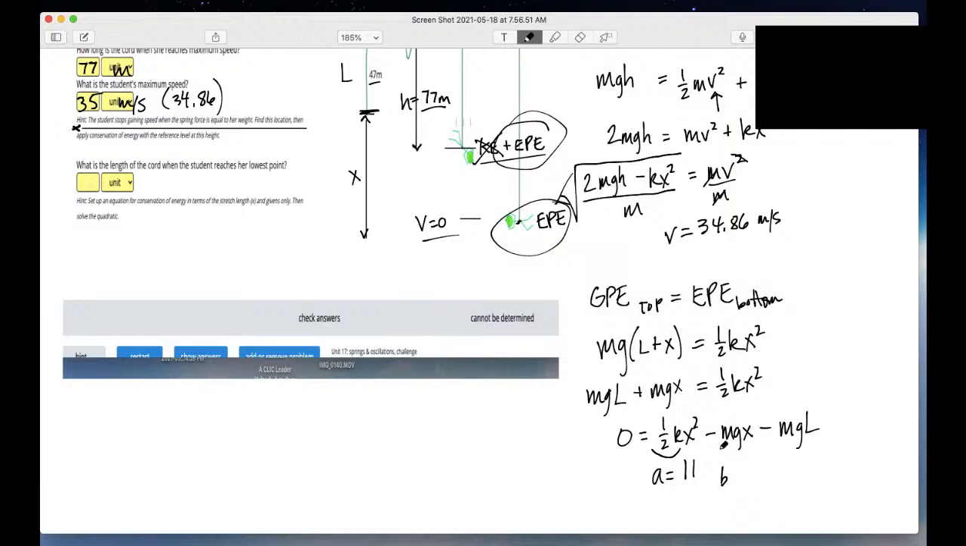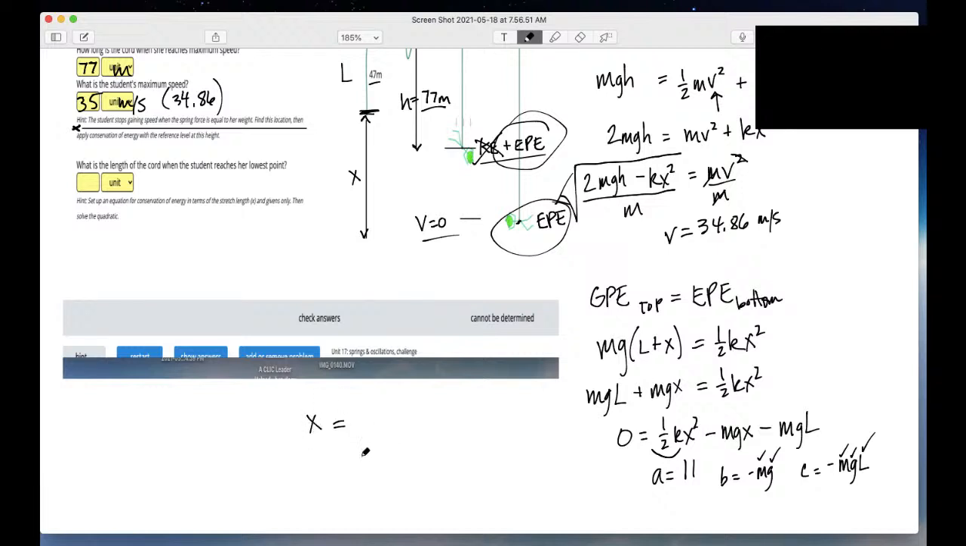B is negative mg. And C equals negative mg, and the original length of the bungee, L. We know m, g, and L. We know M and G. We know what half of K is, 11. So now we just solve for the stretch. What we're solving for is the stretch, X equals.